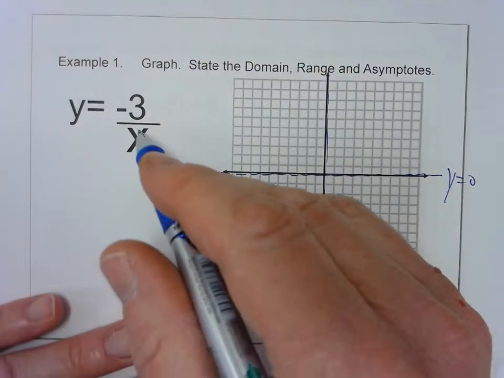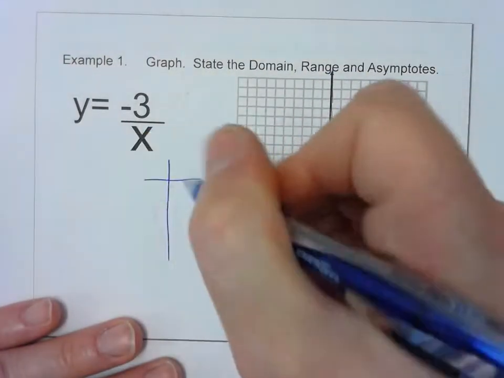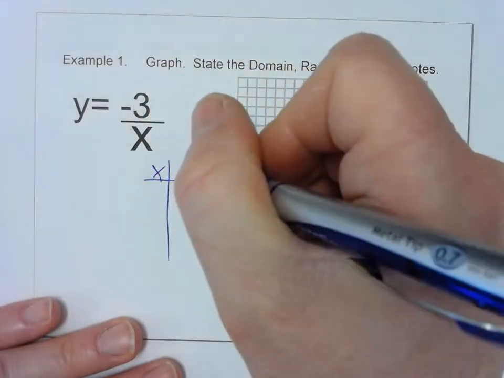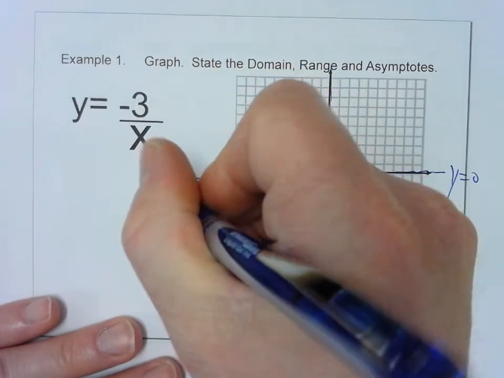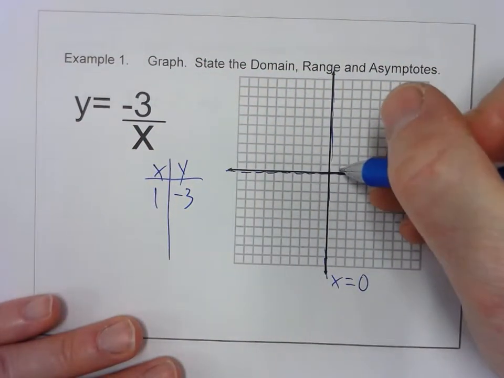Let's plug some numbers in here to see the smush factor, or the stretch factor. Actually it'll be a stretch, wouldn't it? So I'm going to put in 1, and I get back -3. So 1 and then down -3.